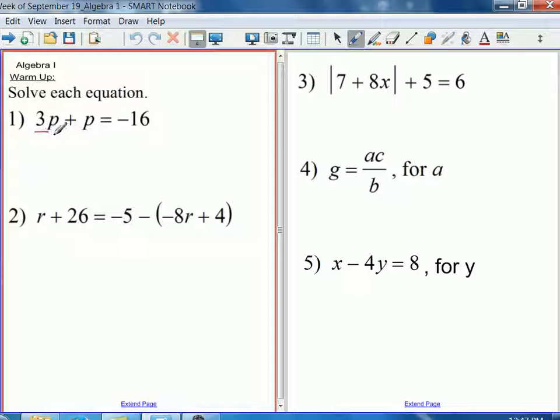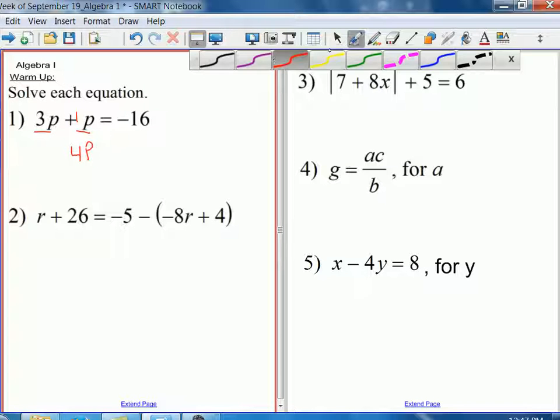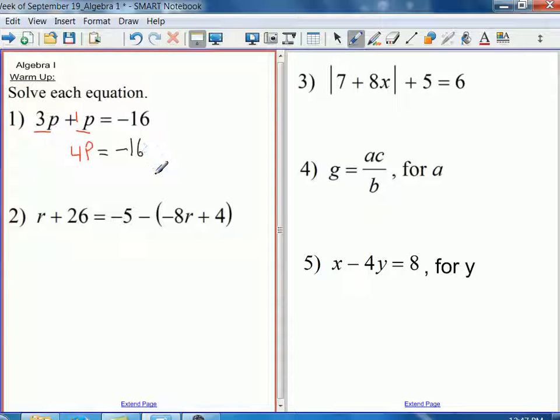We got 3p and p. Because those are similar terms, and we know this is 1p, that's going to add to 4p if we combine them. Then nothing's changing here, it's just negative 16. Now we know that this is 4 times p, so to get rid of that we will divide by 4, and you'll wind up with p is equal to negative 4.